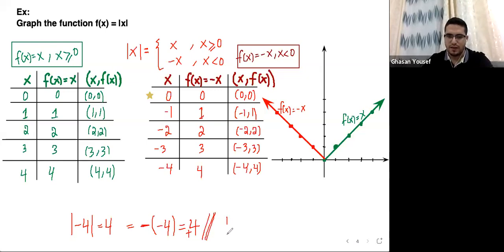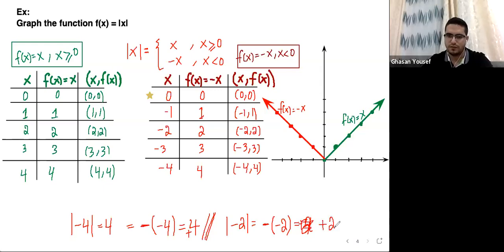Another thing, the absolute value of minus 2 is equal, by applying this function, the minus 2 here is not greater than 0, it is less than 0. Minus 2 is in the second domain. So I have to multiply this number by negative. See the negative here? This means I have to multiply the negative 2 by negative. So negative times negative 2, and I get positive 2.